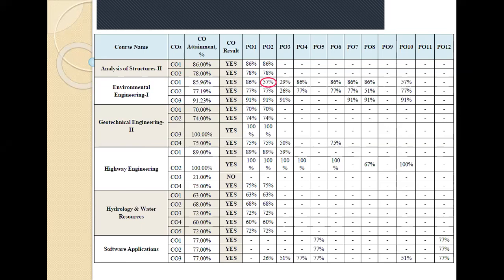If you look at highway engineering, CO2, 100%. So all the students have attained very successfully. In this case, except PO8, whatever has been mapped, all the POs are having high correlation. That's the reason why all are given 100%, 100% like that. But it's not the case with PO8. It is a little bit different. Here it may be nearly moderately correlated. As it is moderately correlated, only 67% is obtained.